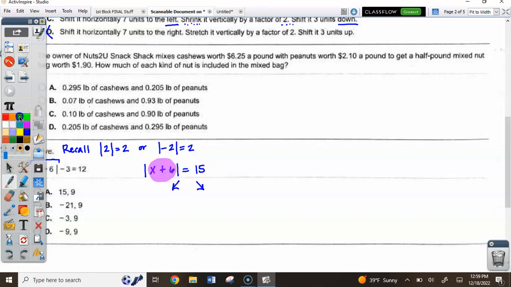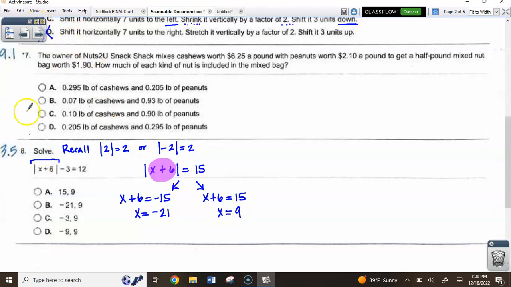Let me change pins. Okay, so a big old 15 could be in there and it would be true, or a big old negative 15 could be in there. And so that's where your 2 equations come from. We're going to say we could have x plus 6 has to be a negative 15, or we could have that x plus 6 has to be a positive 15. And then when you solve those correctly, that's where you get your 2 answers, which is why the answers are negative 21 and 9.